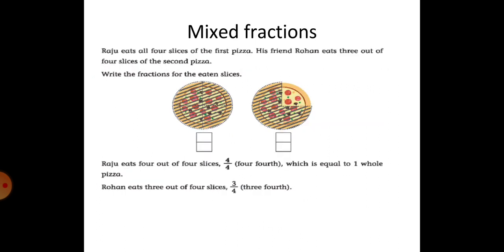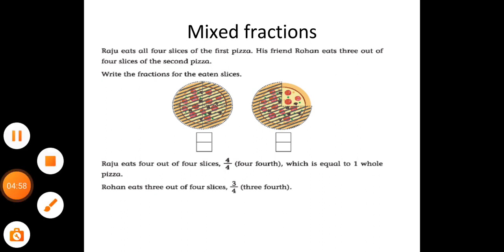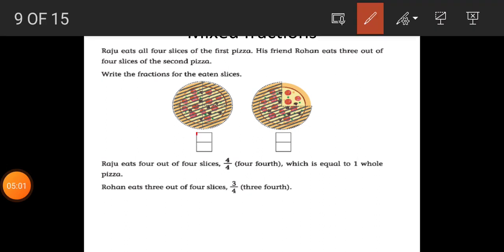Next, what is a mixed fraction? Shall we see? Yes. Raju eats all 4 slices of the first pizza. His friend Rohan eats 3 out of 4 slices of the second pizza. Write the fraction for the eaten slices. Yes, what is the first one? It is 4 by 4. For the second one, it is 3 by 4.